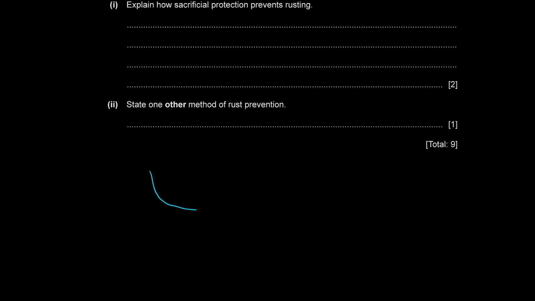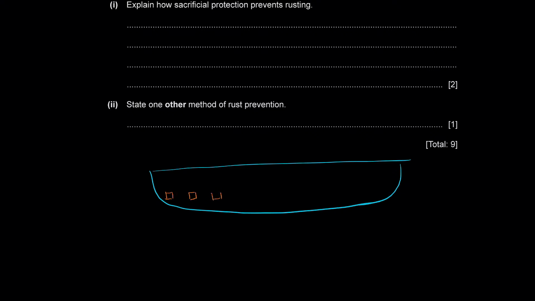You see this a lot in the hulls of ships. Ships are normally made of steel or iron, and they put small pieces of more reactive metals on it. Once it's rusting, they want this metal to rust first, rather than the entire ship. Before it all rusts, they replace it with a new piece of metal. Normally the metal they go with is magnesium or zinc.